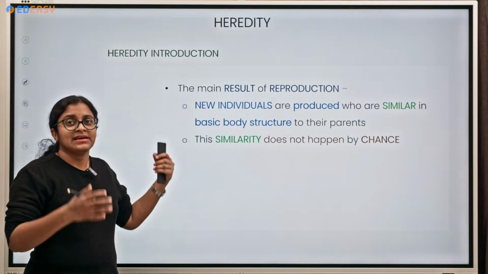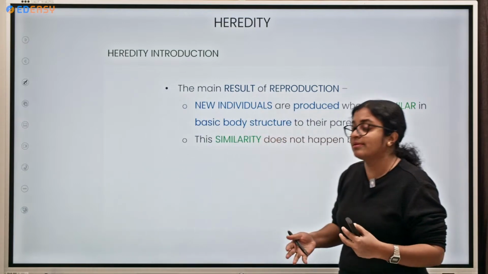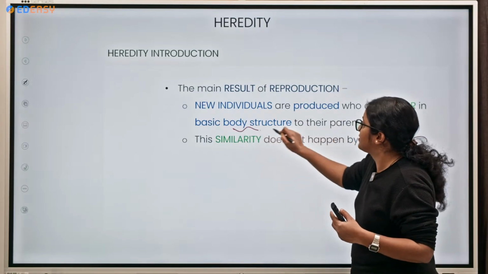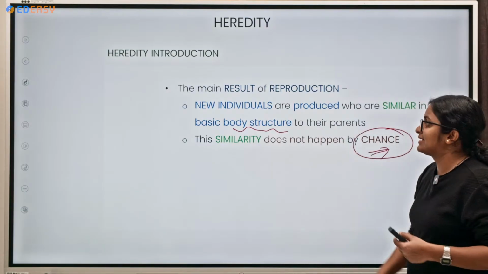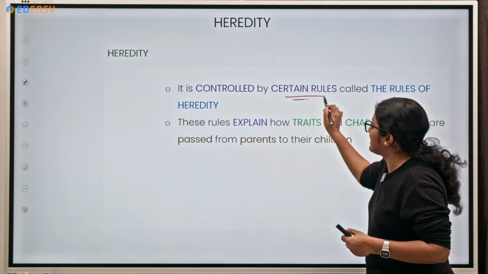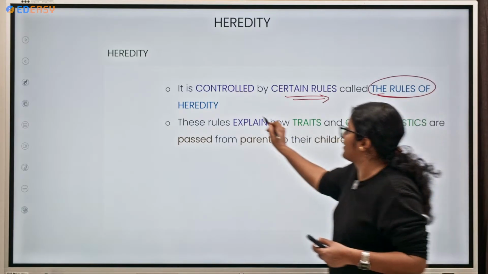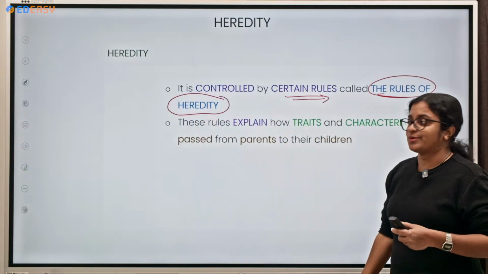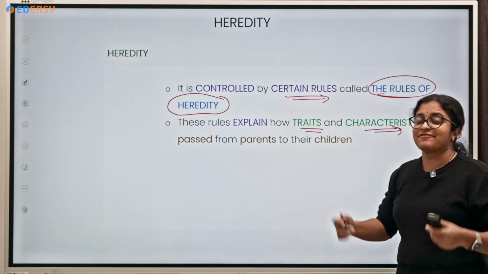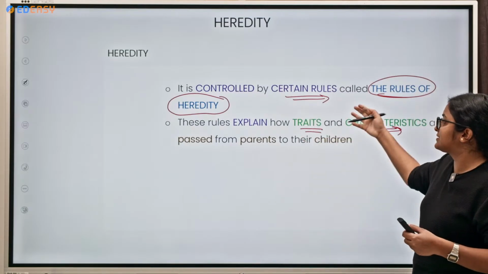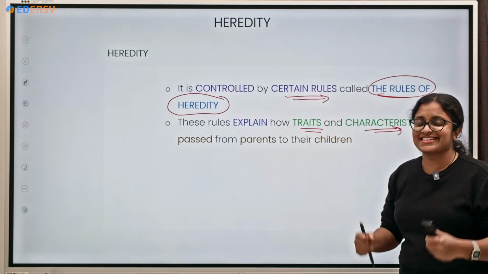So now, the main result of reproduction. Individuals are produced when there is a fusion of male and female gametes, and the basic body structure will be the same as that of the parents. But this similarity is not happening by chance. Certain rules guide this, called the rules of heredity. This rule explains how traits and characteristics are passed from parents to children. How they are passed is guided by these rules and regulations.